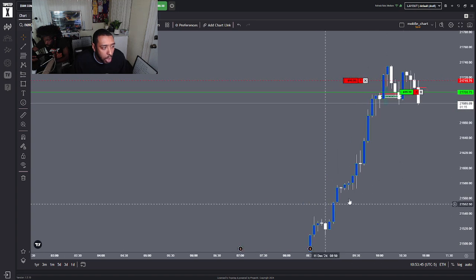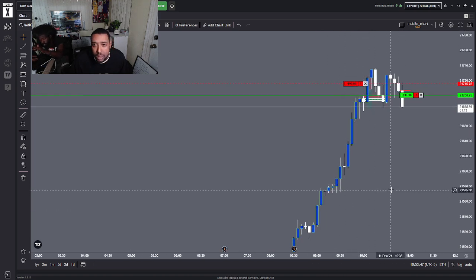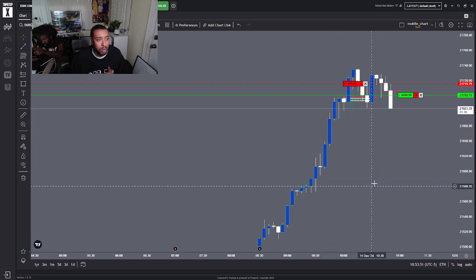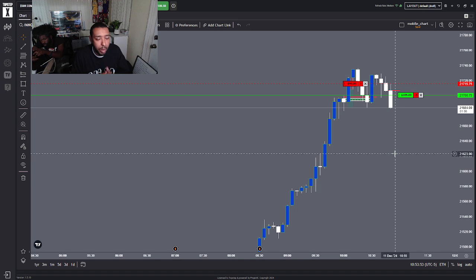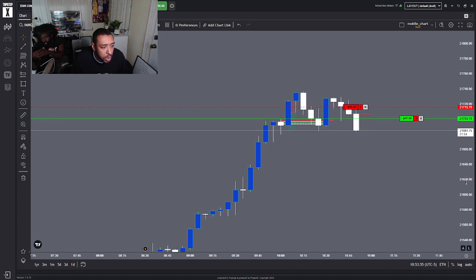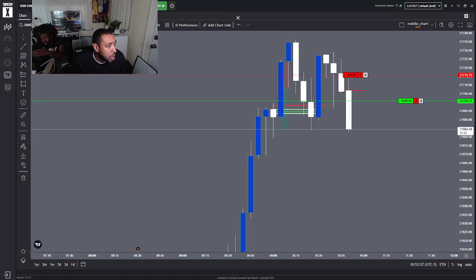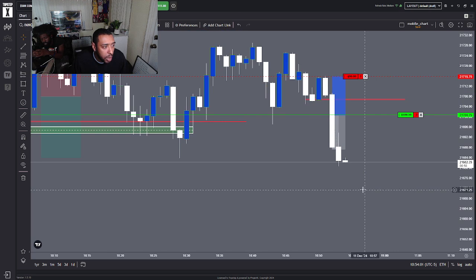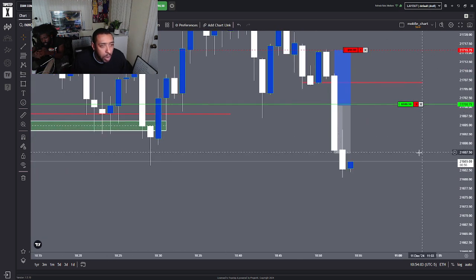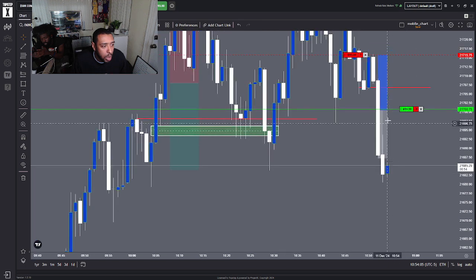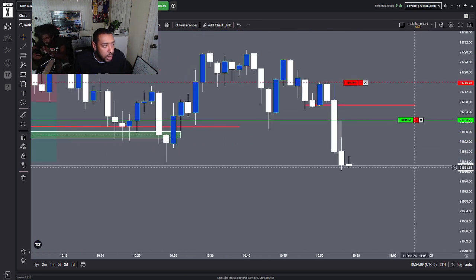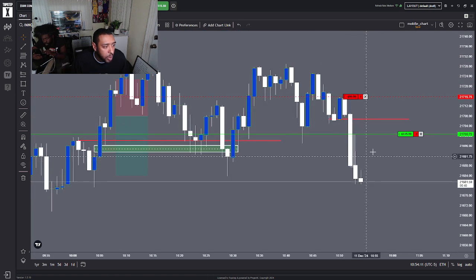Because all of this is literally not balanced, right? Remember, price needs to balance out, right? Let me go back to the trade. So price is dumping right now. Let me draw the fair values. So we got a fair value gap right here.